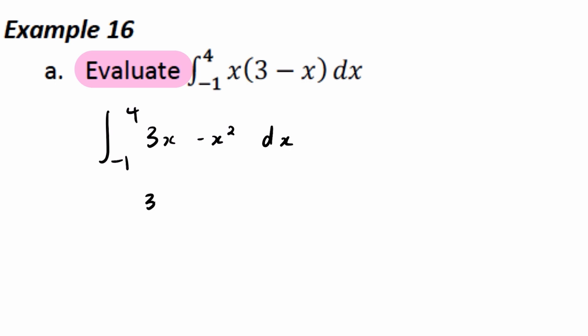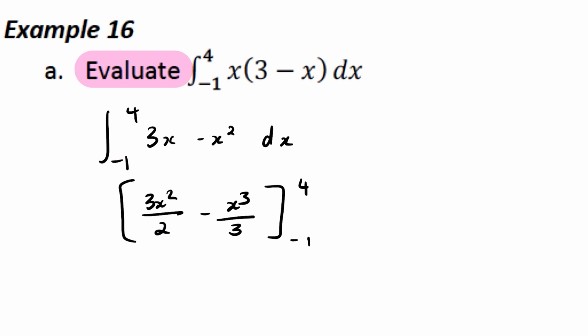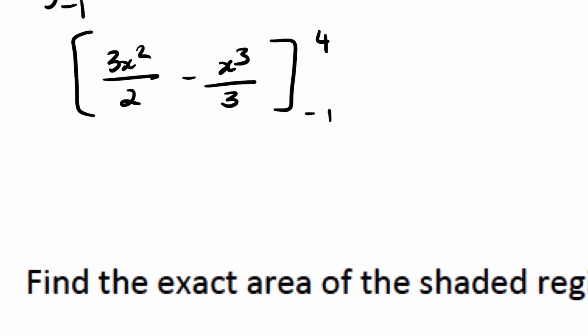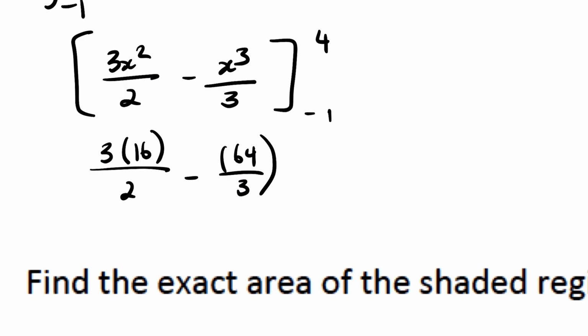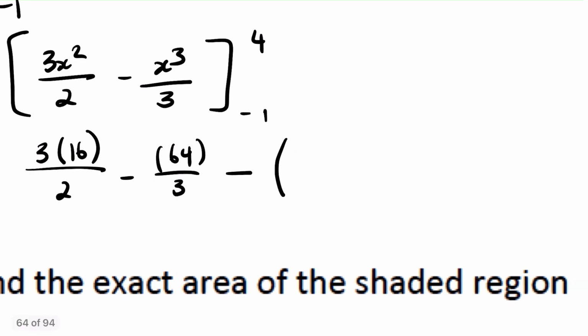I'm then going to go ahead and integrate this, ending up with some lovely fractions, as you'll notice will be the theme of this chapter. And I'm going to go ahead and substitute in. So 4 squared is 16, and 4 cubed is 64. Now I'm going to go minus, and then now I'm subbing in the -1. So -1 squared is just going to be +1, and -1 cubed is going to be -1.